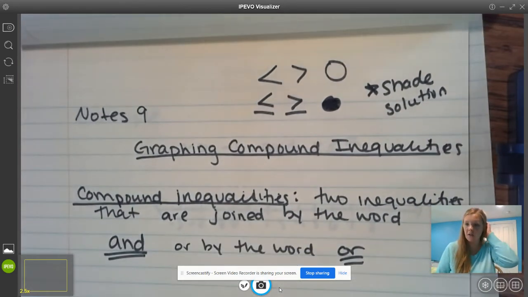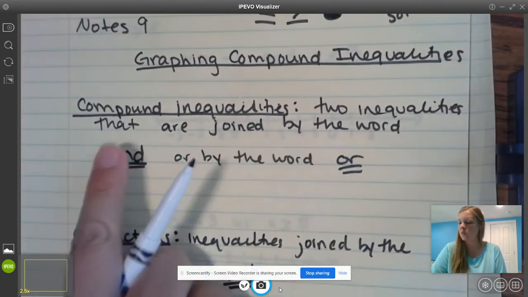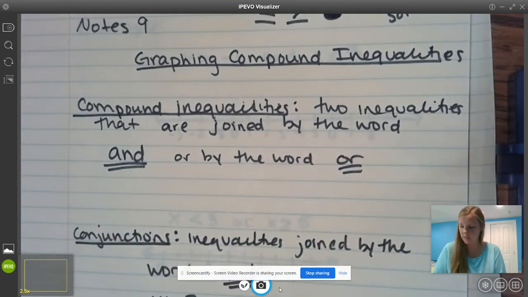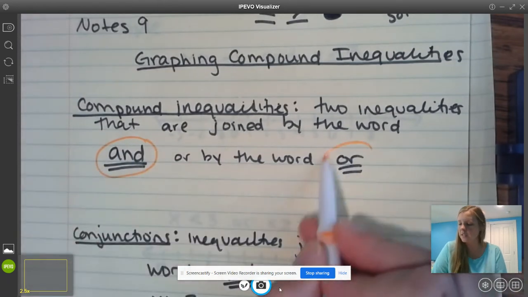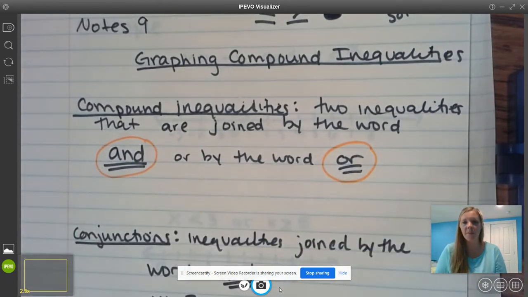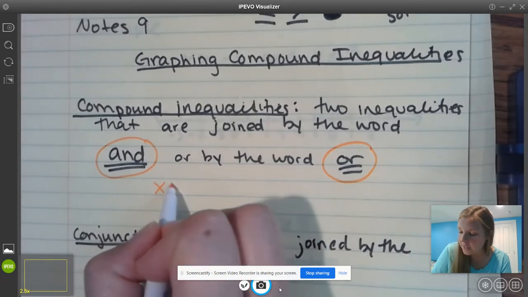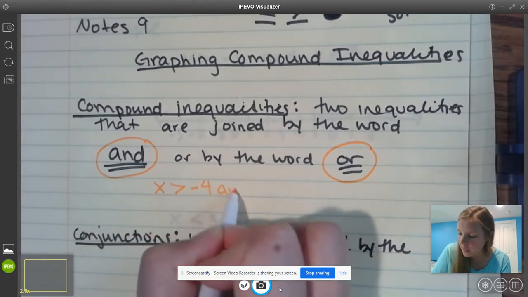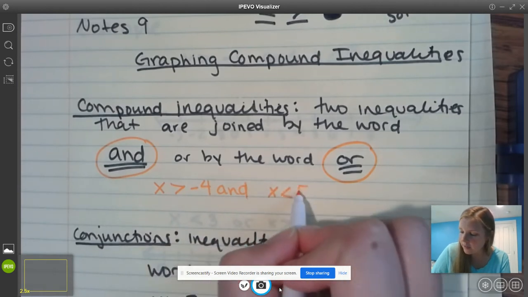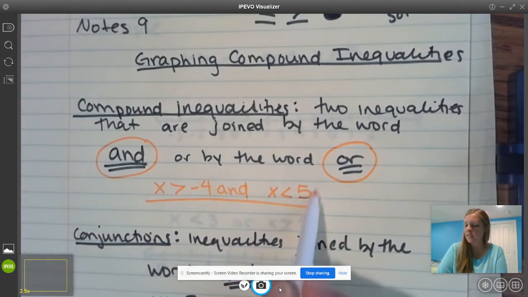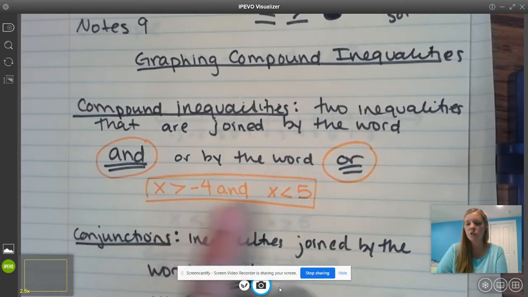Well, today we're going to work on graphing something called a compound inequality. A compound inequality is two inequalities that are joined by the word and or by the word or. You should know what a compound word is. A compound word is two words pushed together. A compound inequality is two inequalities connected by the word and or or. An example would be x is greater than -4 and x is less than 5. This is one example of a compound inequality. It's two inequalities with the word and or or between them.